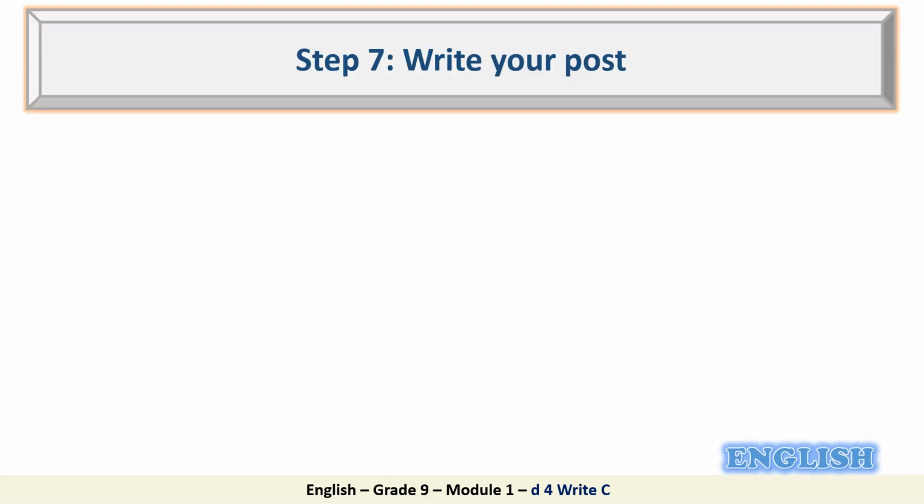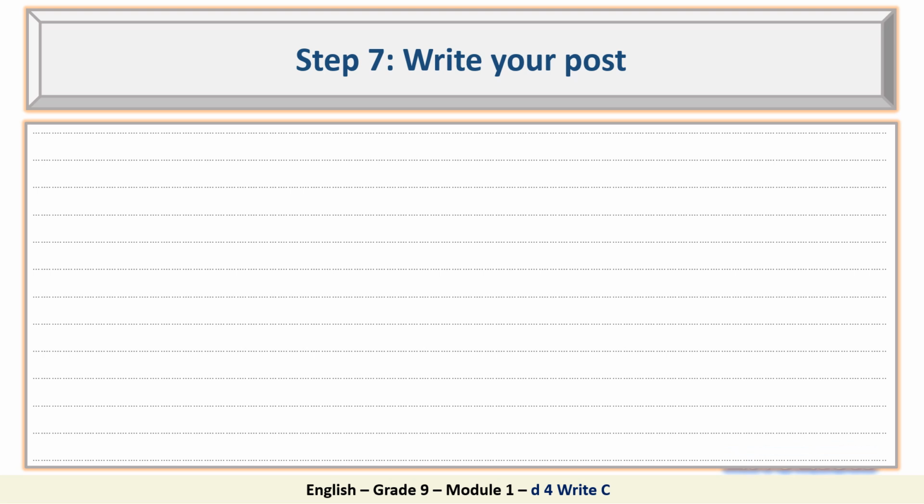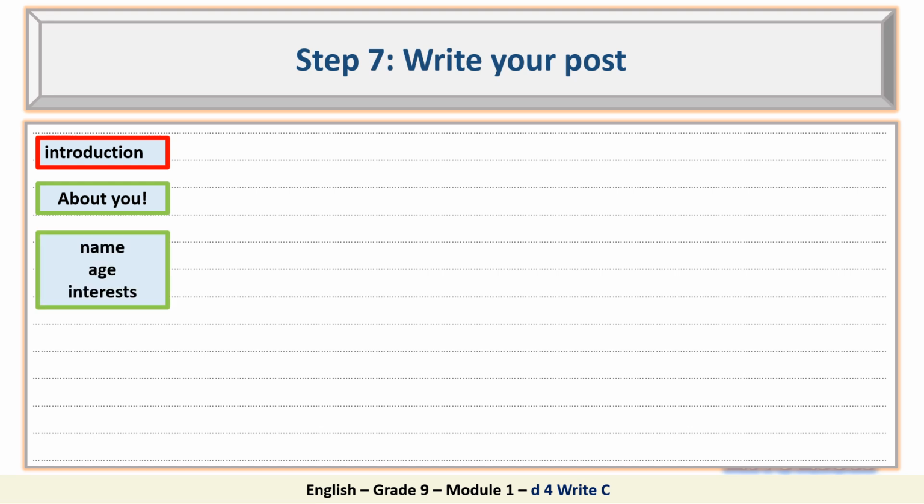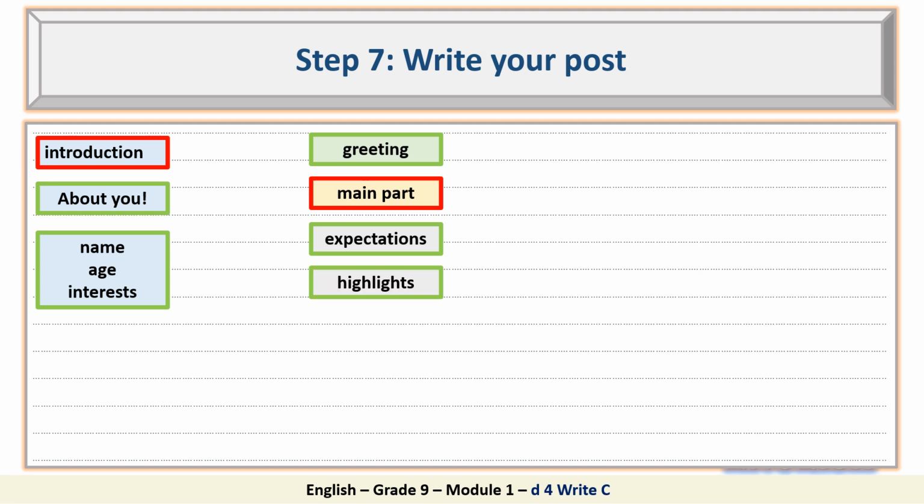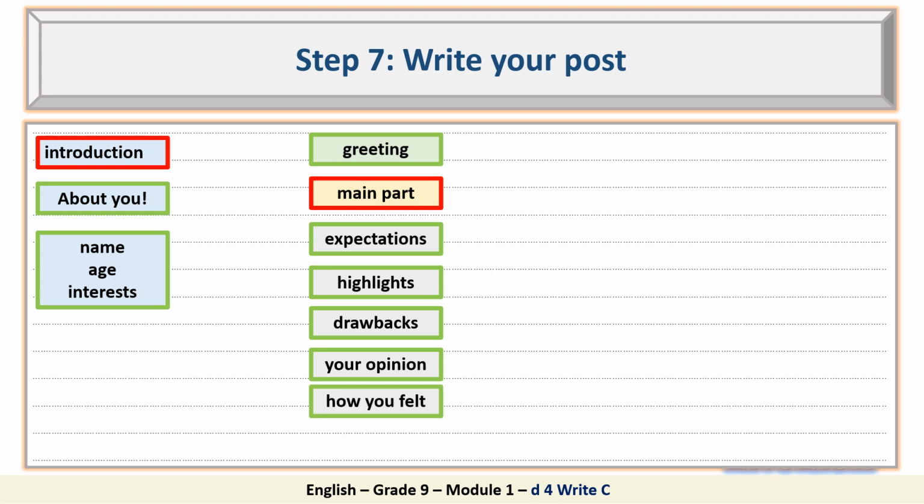Step 7. Write your post. Now it's your turn to write your post about an event you attended. But remember, my students, don't miss these things. The introduction about you. It must include your name, your age, and your interests. Don't miss the greeting. You should greet your readers or your audience. The main part should include expectations, highlights, drawbacks, your opinion, how you felt, and links if possible.